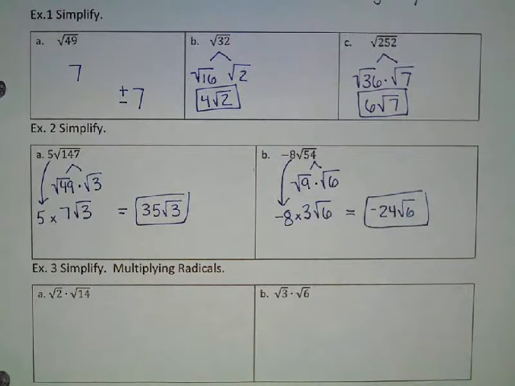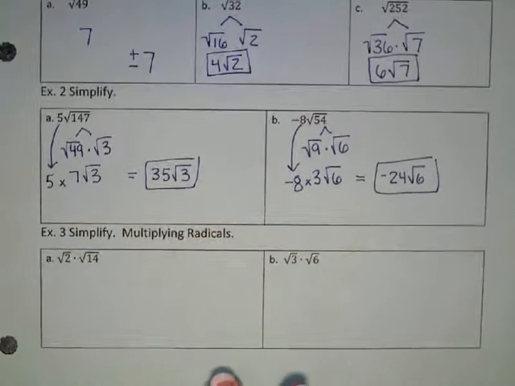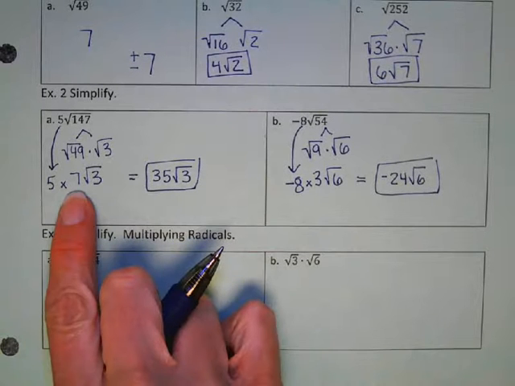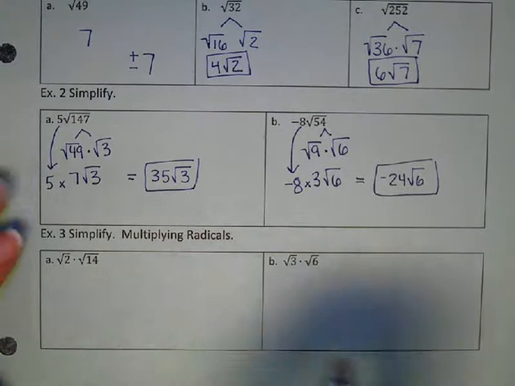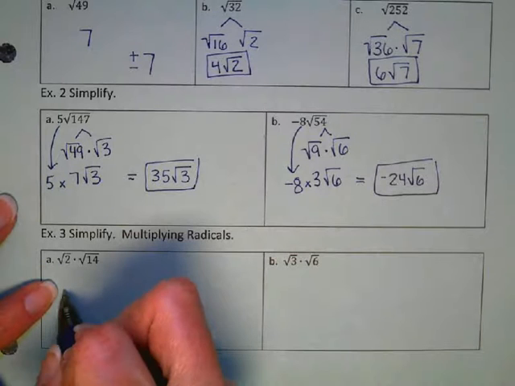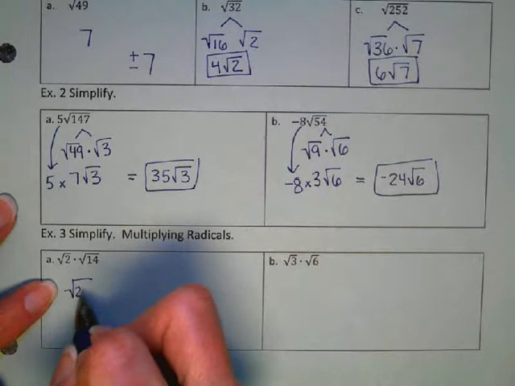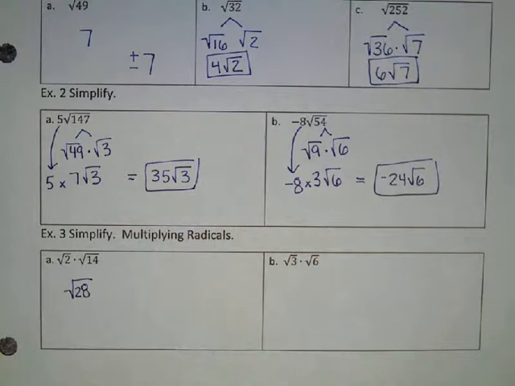Alright, the next section is on multiplying, which kind of just showed you how to multiply when there's a number in front, but now we're multiplying square root symbols. When you have numbers under a square root symbol, you multiply those. And if your answer can be simplified, you want to break that down.